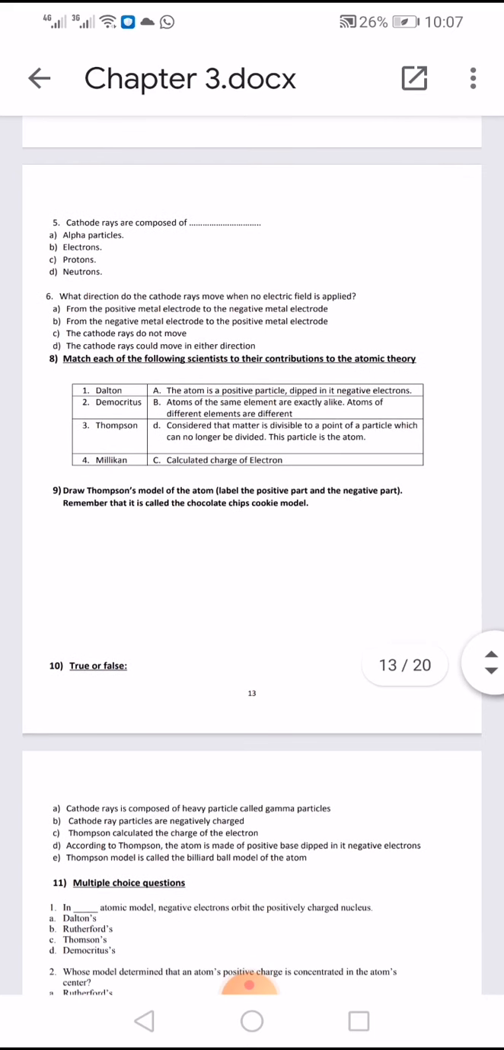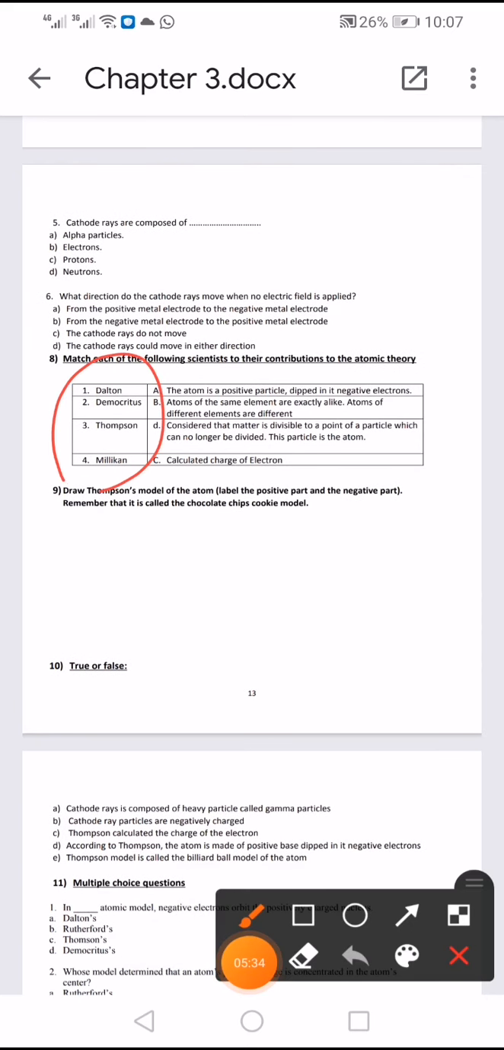We have 4 scientists. This is very important. Dalton said that atoms of the same element are alike, and atoms of different elements are different. So the answer will be B, Dalton. Democritus was the first one who ever described the word atom. He considered that matter is divisible to the point of a particle which can no longer be divided. This particle is the atom, which is D.